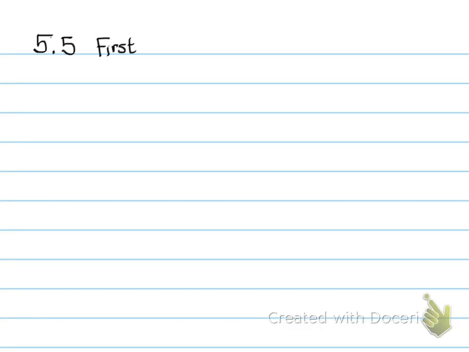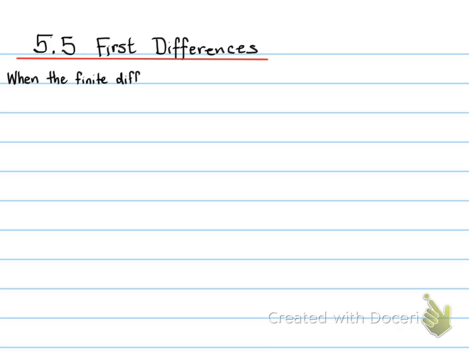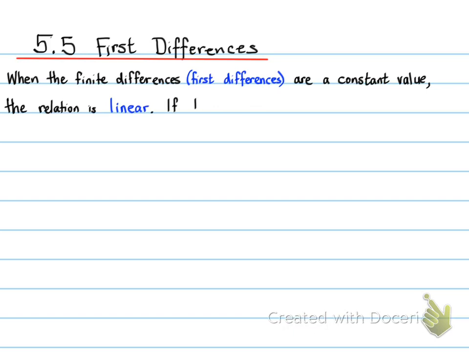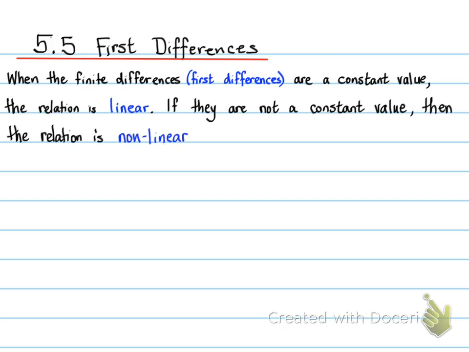All right, 5.5, first differences. What's really important here in first differences is to understand how a linear relation starts. Now, when the finite differences, i.e. first differences, are a constant value in the first part, then the relation is linear. If they are not a constant value, then the relation is nonlinear.